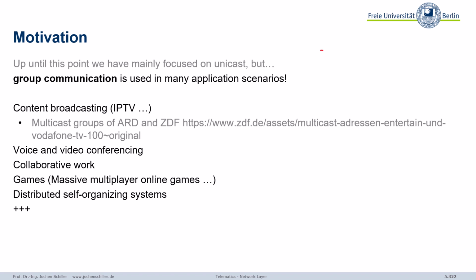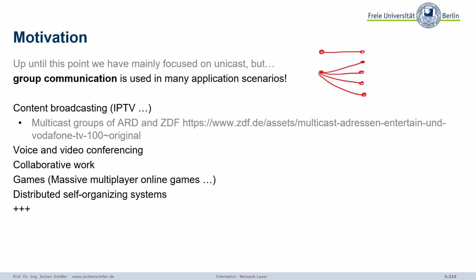Remember, Unicast, that was point-to-point communication. Broadcast was one to an arbitrary number, but multicast was one to a group of receivers. So group communication is a good idea, for example, if you broadcast using IP television certain TV programs. So you simply downstream your TV program over the internet, and you have a certain number of receivers. Also for voice and video conferencing, this could be a good idea.